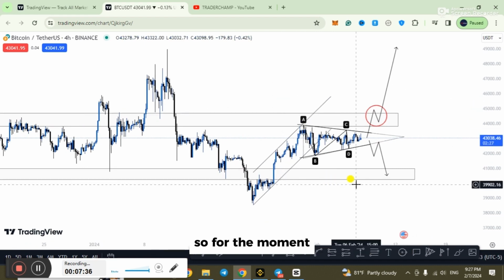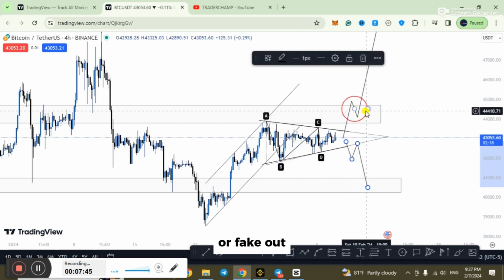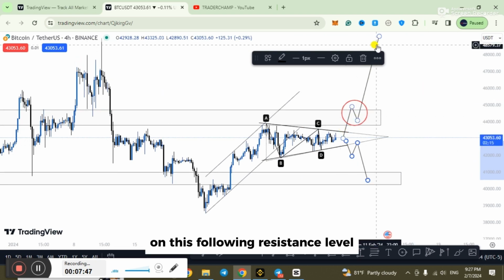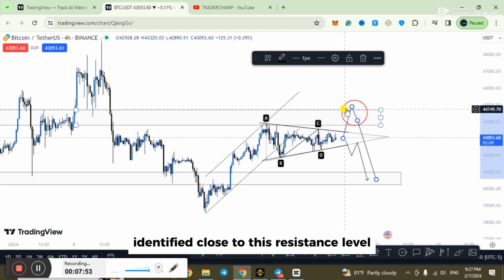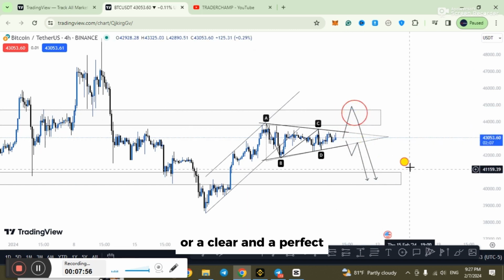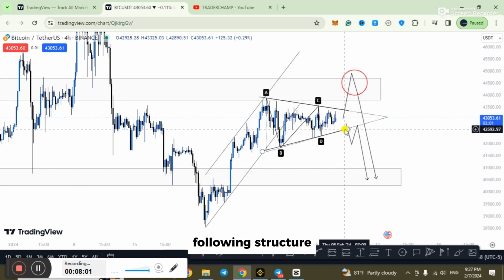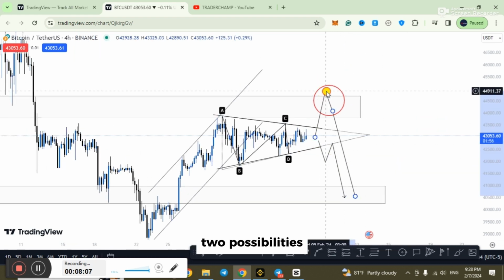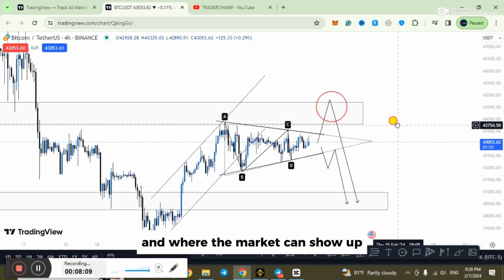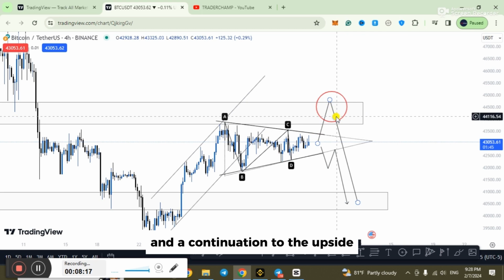So for the moment, I believe that the market has a higher probability of showing a market failure or a fake out, as I have said earlier, on this following resistance level, which is going to be a fake breakout and also a bearish reversal identified close to this resistance level, or a clear and perfect bearish breakout over this following structure or the symmetrical triangle identified. So since the market has two possibilities and can show any possible market moves, we also have a chance of seeing a bullish breakout and a continuation to the upside.